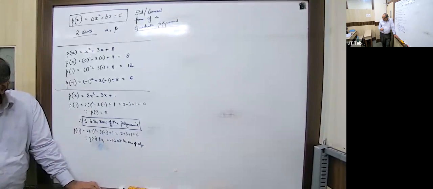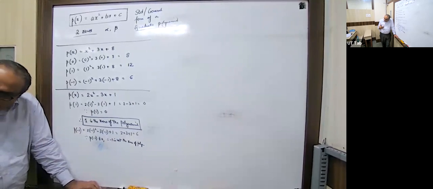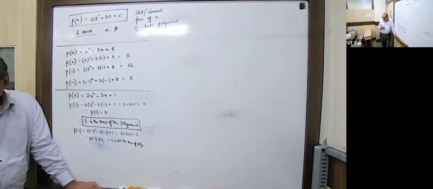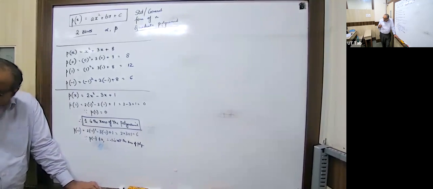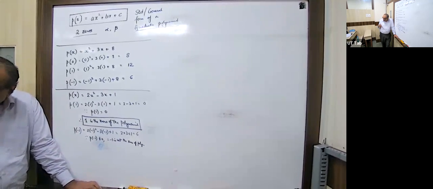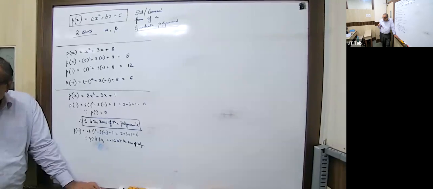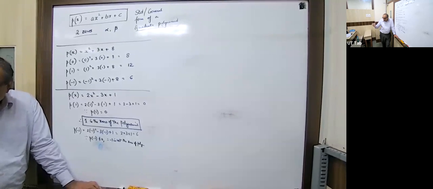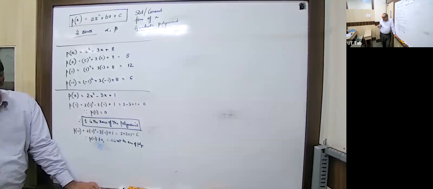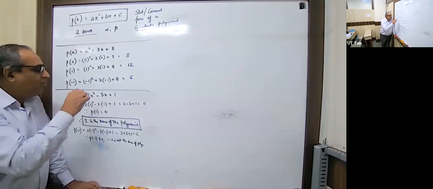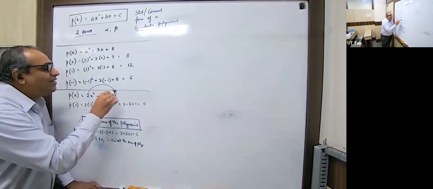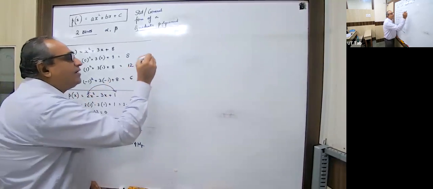Will you understand? Then I have to put x is equal to 2, minus 2. That way we have to proceed. But that will be very long. That is why my friend said, sir, why don't you do splitting the middle term? So I'll do splitting the middle term, let us say.